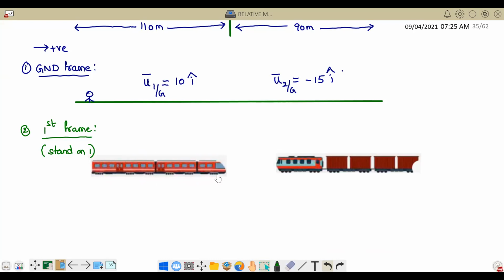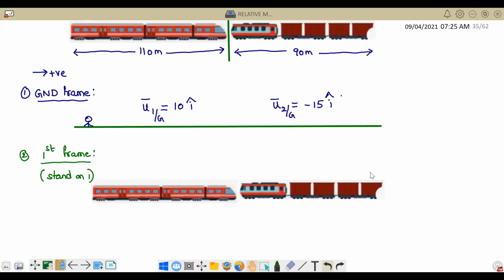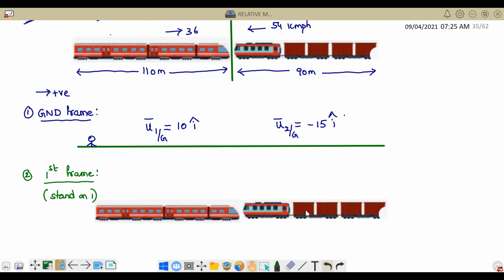Now, initially this is the situation, no? Correct or not? Initially this is the situation. See here, I didn't change anything. Correct or not?